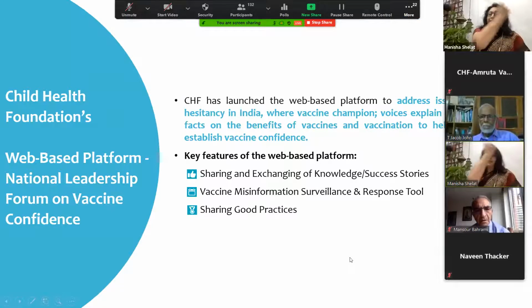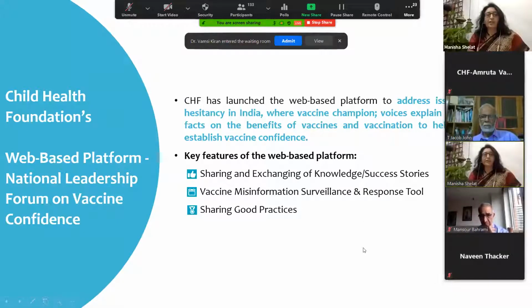And then the National Leadership Forum also has a platform for vaccine confidence. This is also a web-based platform. You can share and exchange knowledge and information, success stories, even challenges. There are tools for vaccine misinformation, surveillance, and response. A very important part of this platform is that we will all be sharing the good practices that we have experienced, and other people can learn from our experiences.